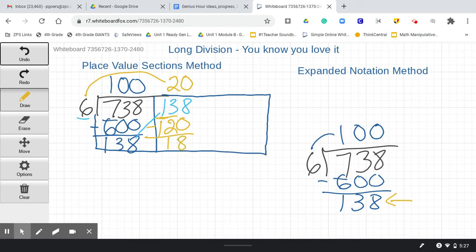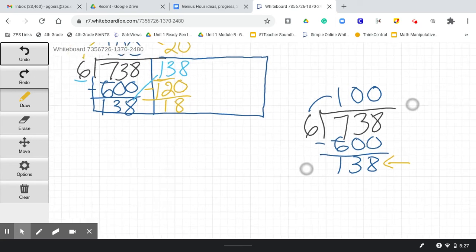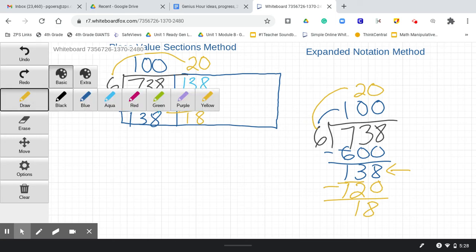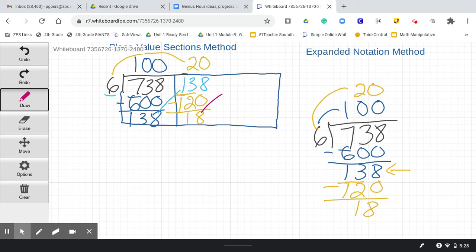It's time for me to find out how much I've got left over. 18. Okay, I'm going to do the same thing over here on the right. So I've got 138. 1 thing, I can't make groups of 6. 13, yes, I can. 13 divided by 6 would be 2, but it's really 20 because it's 13 tens. So now 6 times 20 is 120. Okay, I'm going to subtract. What have I got left over? 18. Okay. Now over here for place value sections method, I take that one, I scoot it up to the top of the next box.